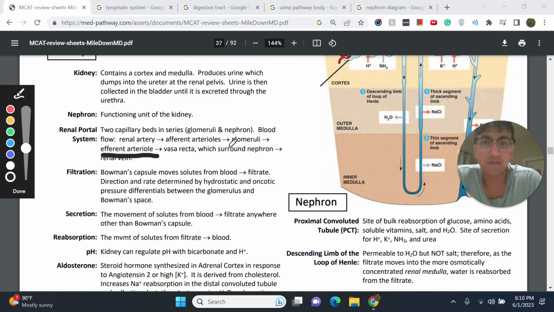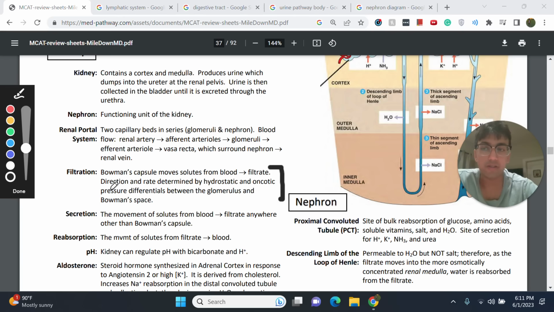So all this filtration happens in the glomeruli, right? But the blood from the glomeruli goes to the efferent arteriole, then the vasa recta, which surrounds the nephron, and then finally goes out of the kidney through the renal vein. Filtration is the process in which the Bowman's capsule moves solute from the blood, and that's called filtration, right?